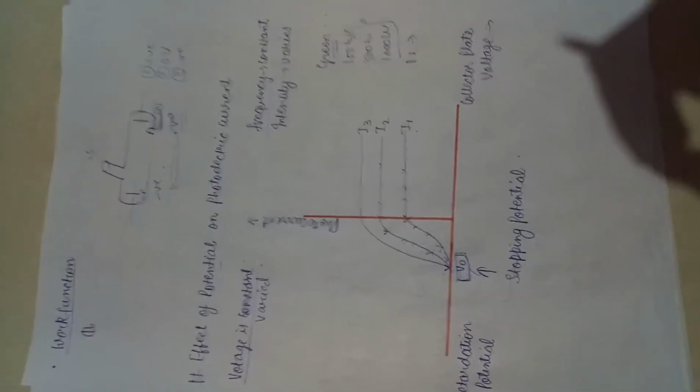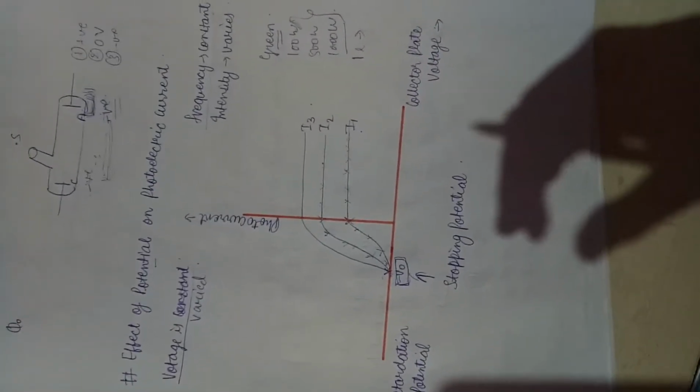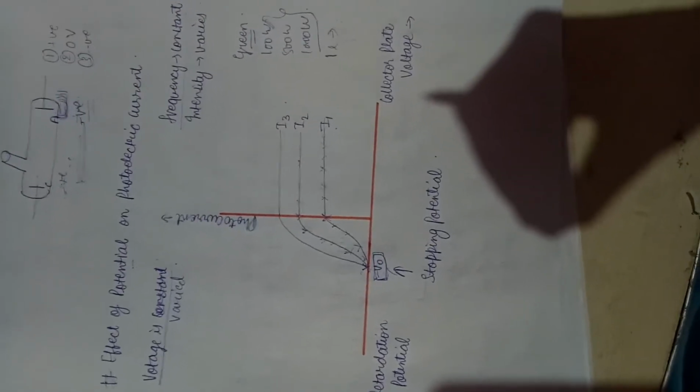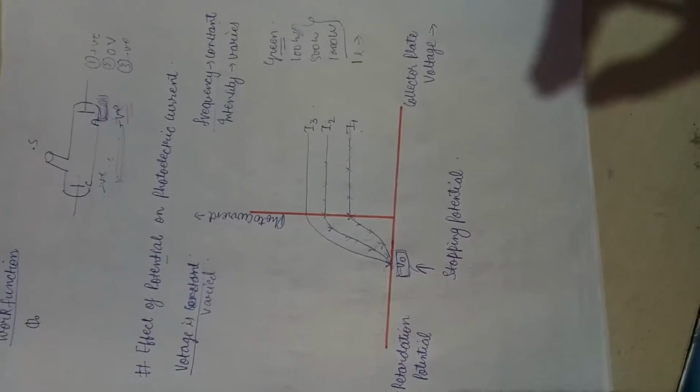So what do we get as a result of this? We know that if we put the anode at positive potential, the photocurrent increases with increase in potential, and if we put the anode at negative potential, the photocurrent decreases rapidly with falling values of voltage, and there comes a point when it reaches zero value.